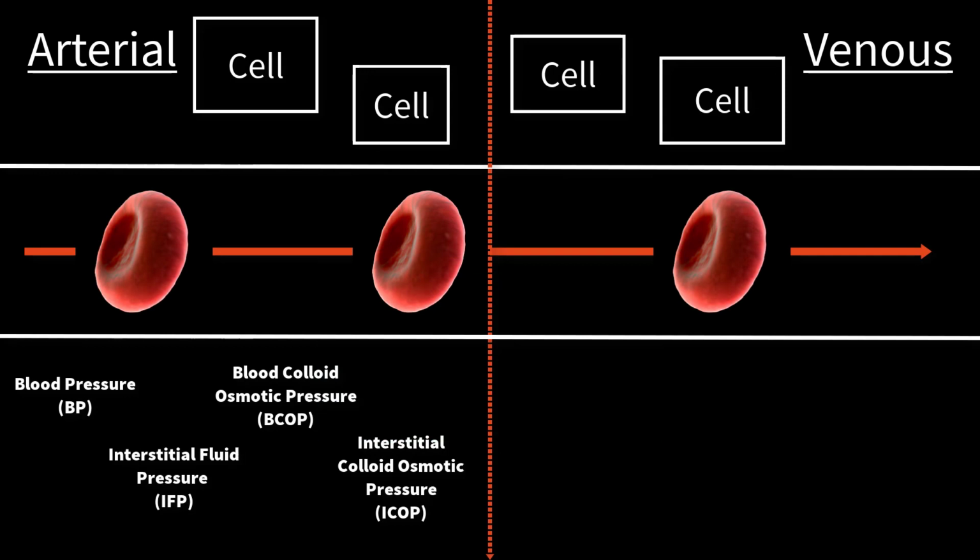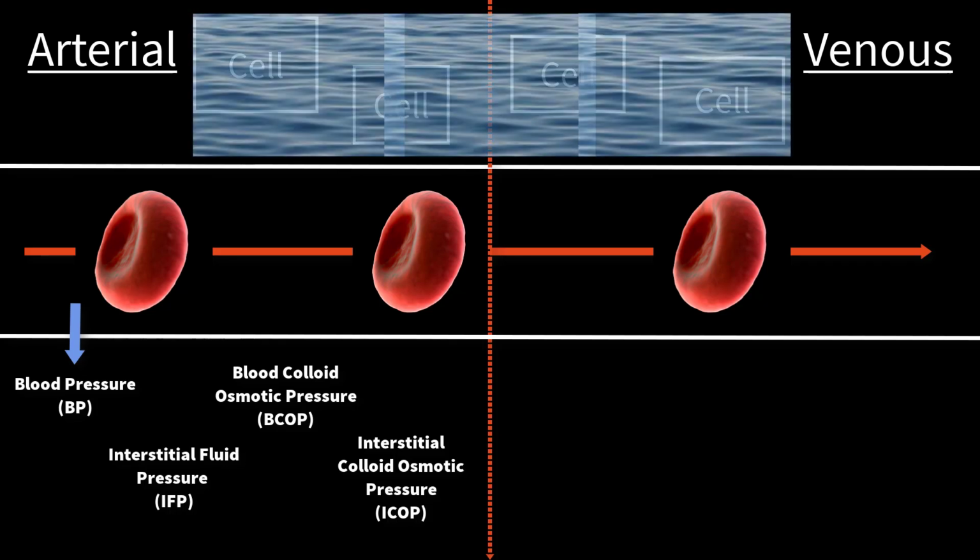The combination of fluid inside of a container, the blood vessel, and the pumping force of the heart, when you combine those two, it creates what we call blood pressure. Blood pressure pushes fluid out of the blood vessel. Out around the cells surrounding the vessel, there's also fluid, interstitial fluid. And that's why we call the second hydrostatic pressure interstitial fluid pressure.